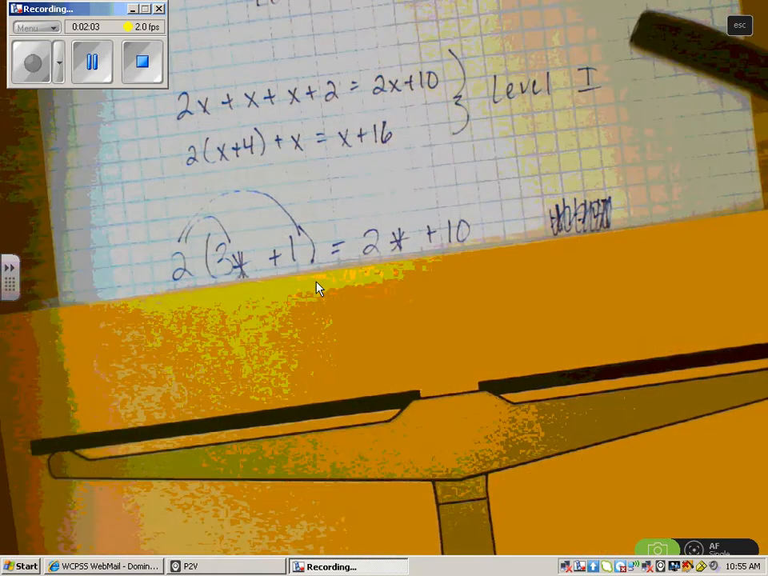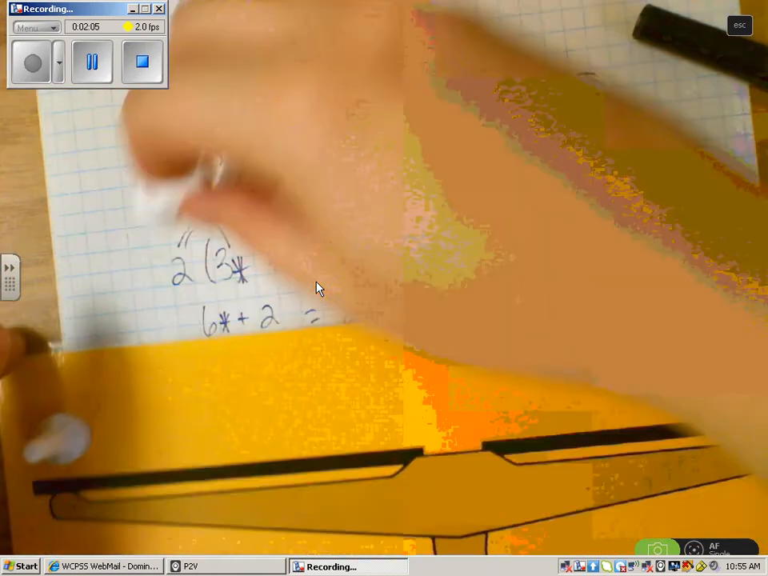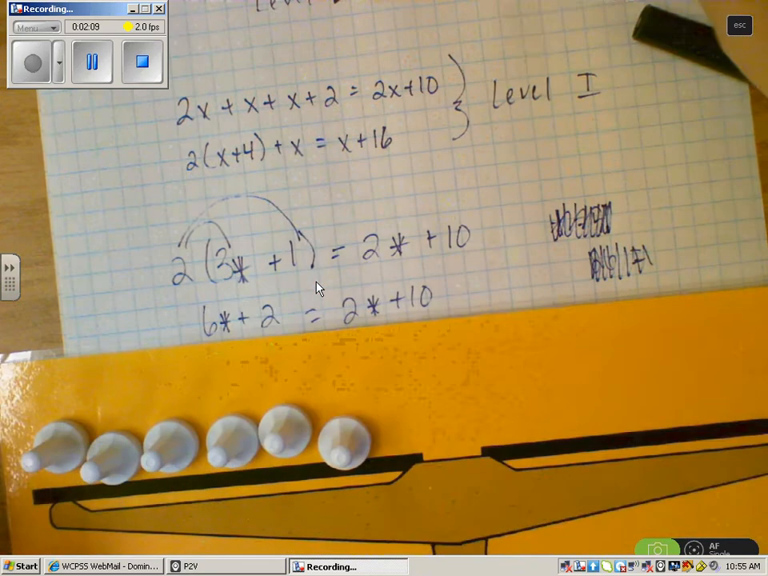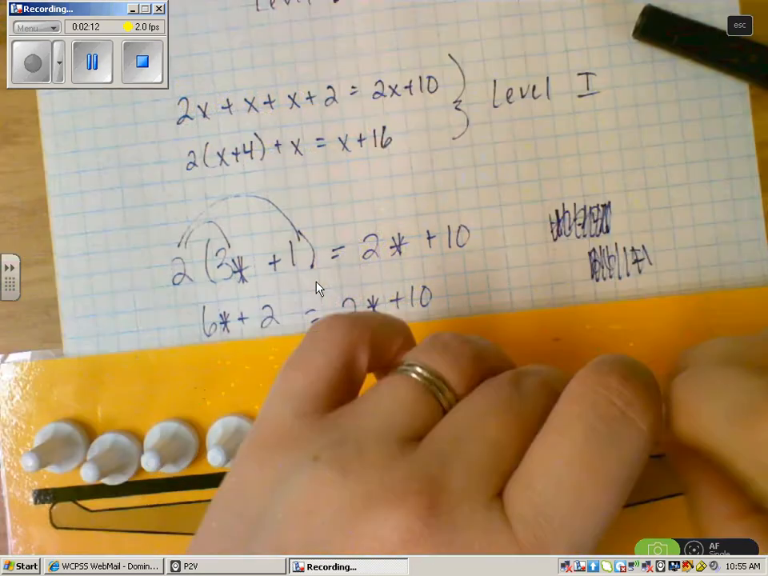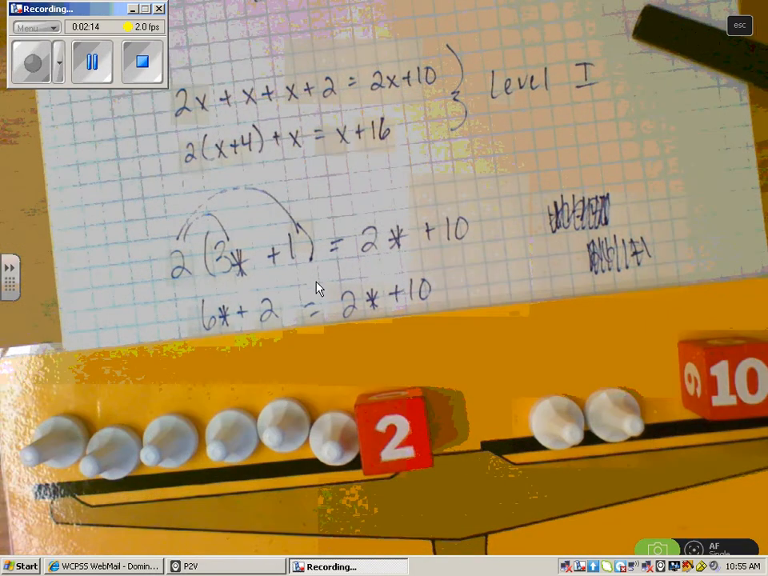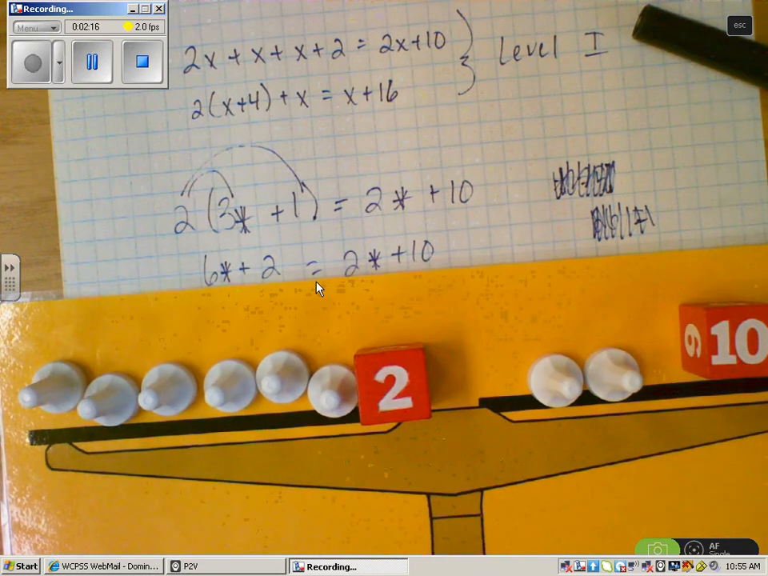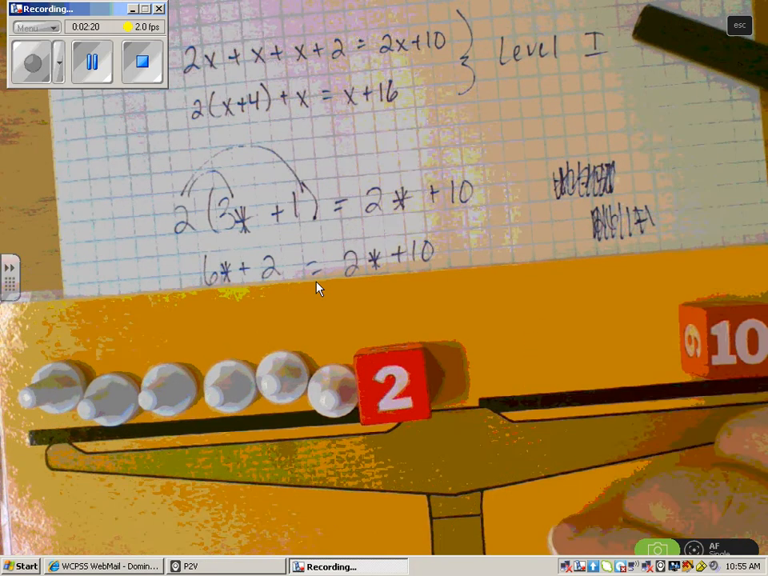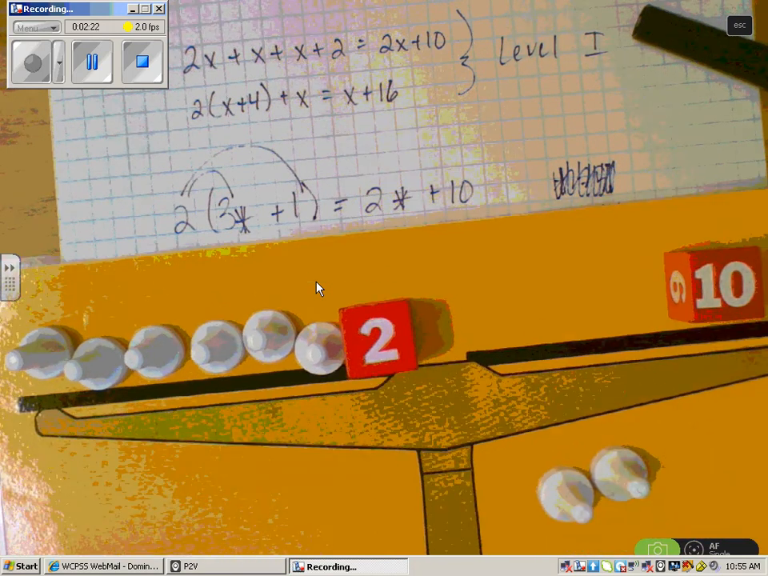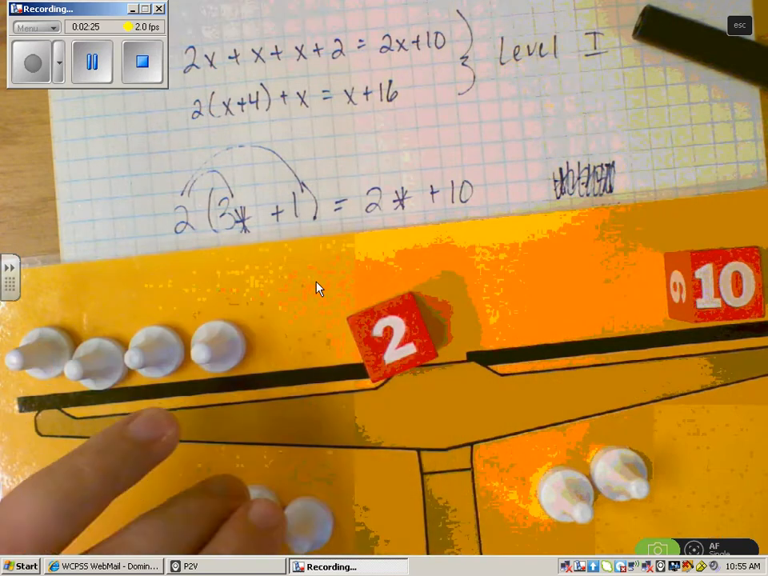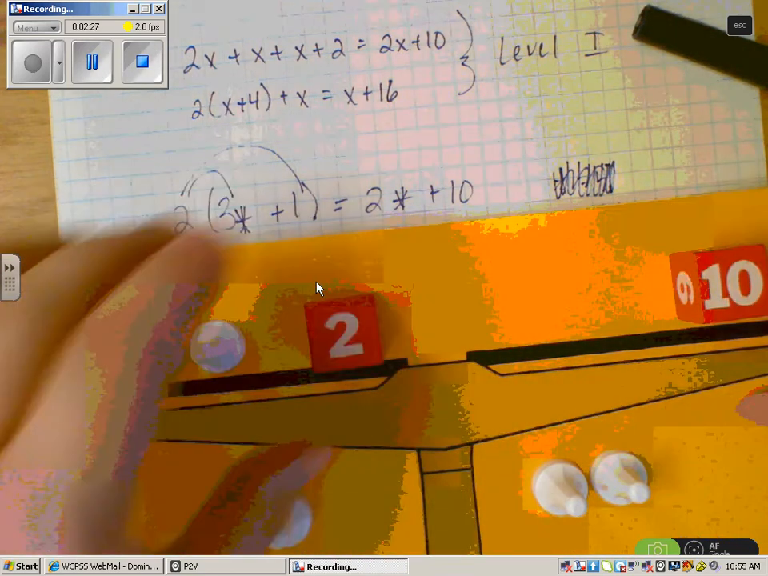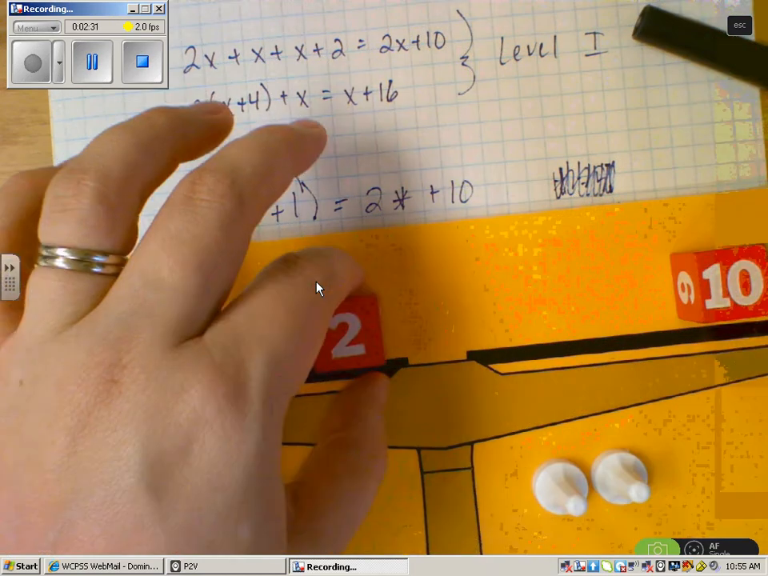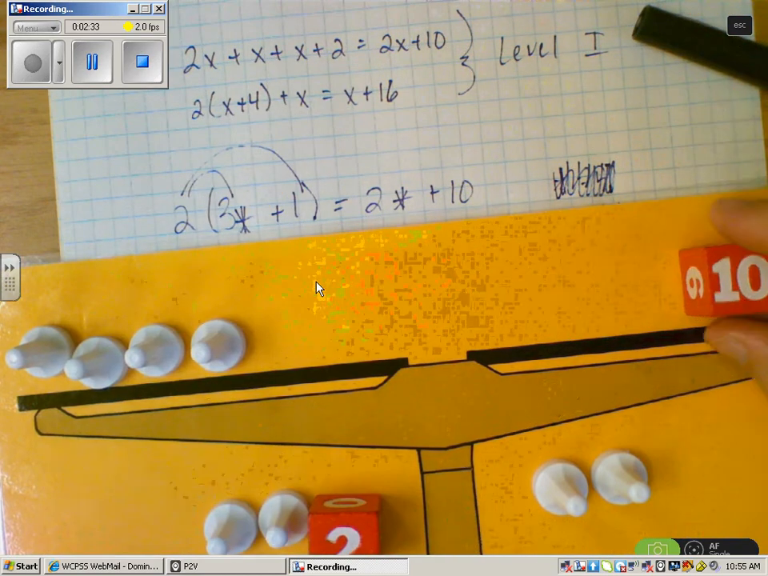So star, remember, is the white pawn. So I have 6 star plus 2 equals 2 star plus 10. And now I can just use my legal moves to solve for star. So I can begin on the right and take away 2. And I can see that I can also take away 2 on the left. Can't take away any more stars because I don't have any left on the right. So I'll take away 2 from this side.